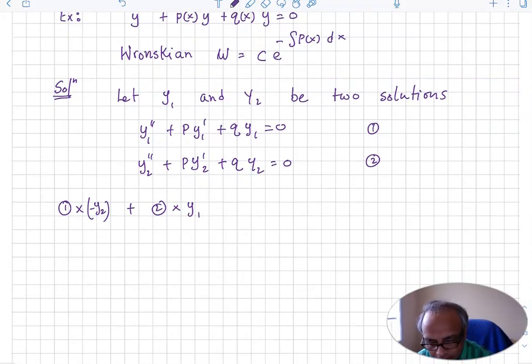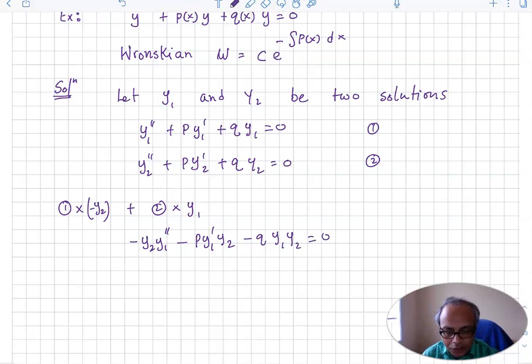So take equation 1 and multiply with negative y2: negative y2 y1 double prime minus p y1 prime y2 minus q y1 y2. Now take equation 2 and multiply this with positive y1, so y1 times y2 double prime plus p y2 prime multiplied with y1 plus q y2 multiplied with y1 equals 0.